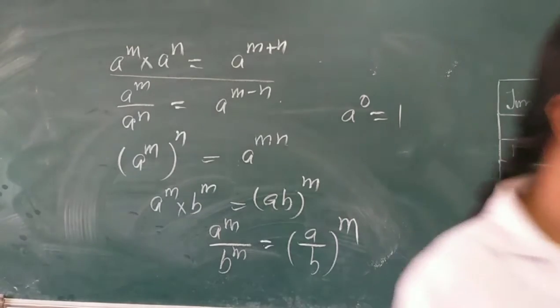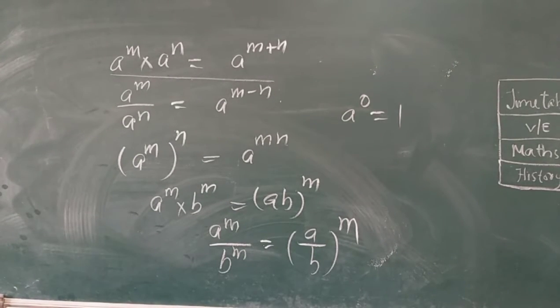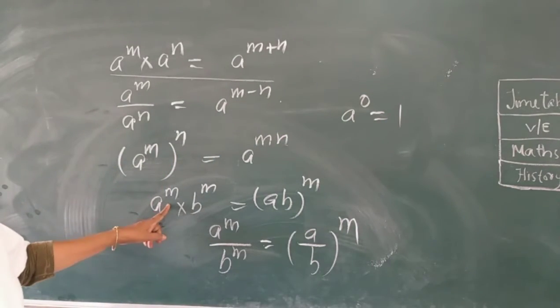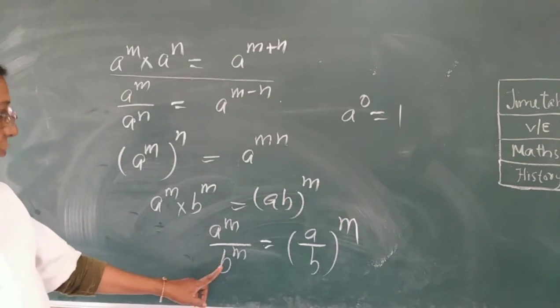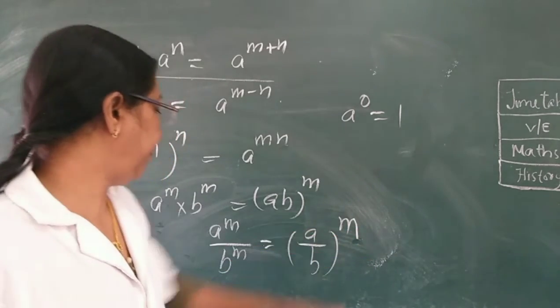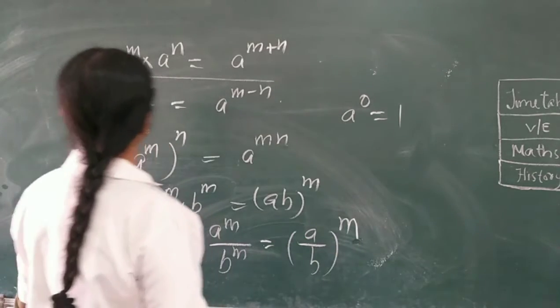So here is a correction. See, a raised to m by b raised to m is equal to a by b the whole raised to m. Madam, earlier it was written as n.